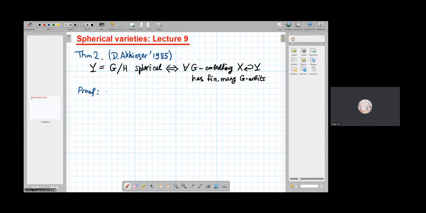Actually, the implication from the left to the right was already proven by the previous theorem, theorem one from the previous lecture. This theorem said that every spherical G variety has finitely many G orbits. And if you are given a spherical homogeneous space, then each of its open embeddings is a spherical G variety, so it has finitely many orbits. The only thing to prove is the converse implication from the right to the left. And now we concentrate on the proof of this converse implication.